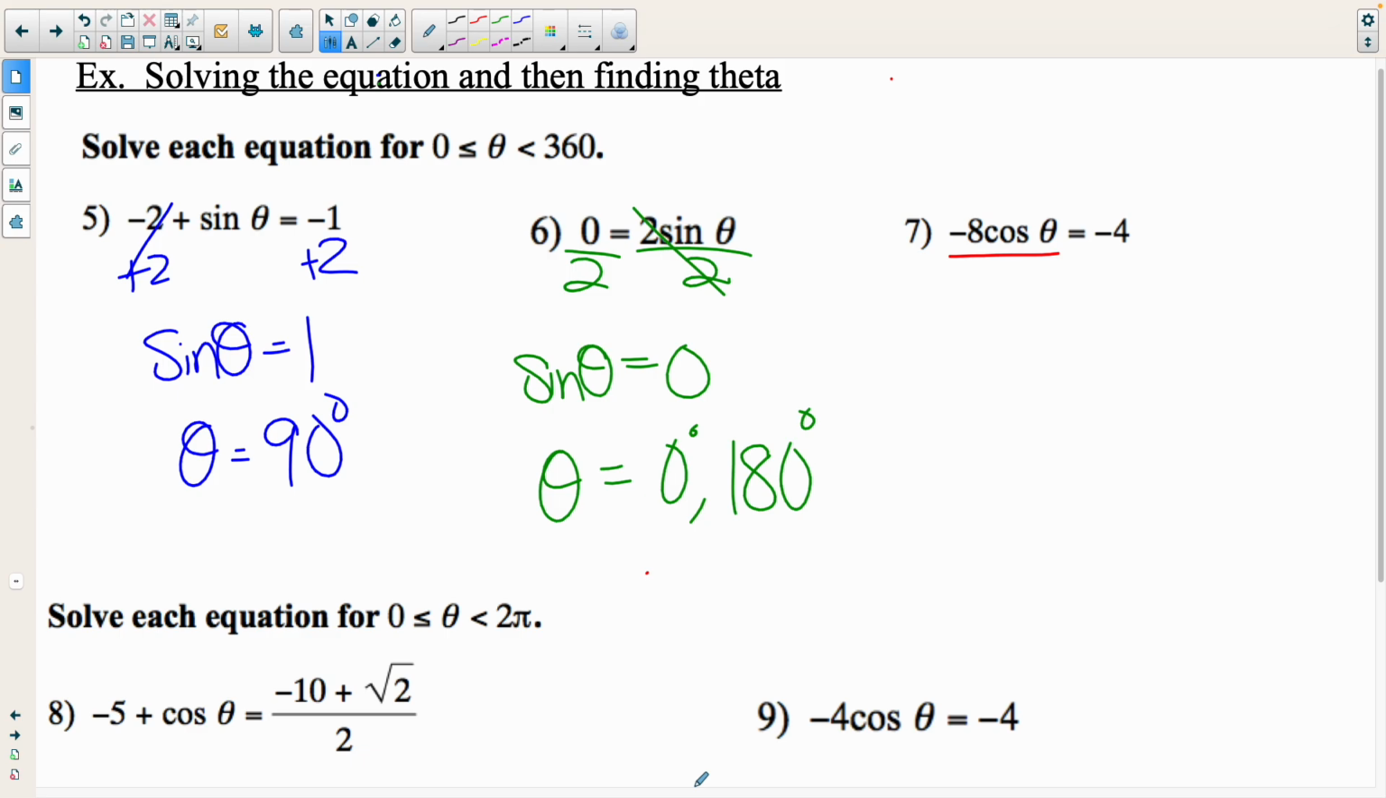Make sure that you really see what it's attached by. That -8 is attached by multiplication. I see people try to add 8 all the time, but it's not a constant. It's a coefficient. It's attached. So divide out -8. And that's going to give me positive 1/2, right? Negative divided by negative is always a positive. So x coordinates between 0 and 360 of 1/2. We got 60 degrees and 300 degrees.